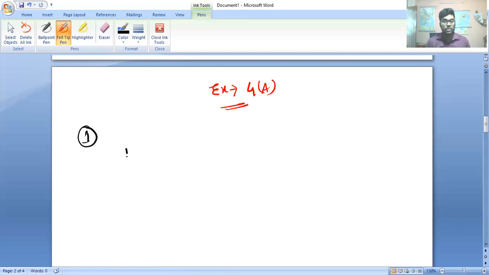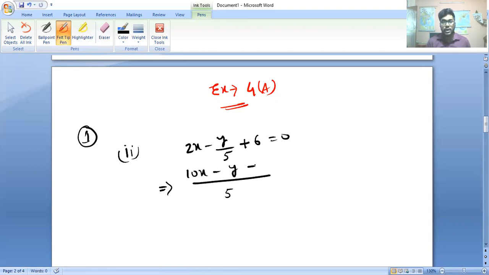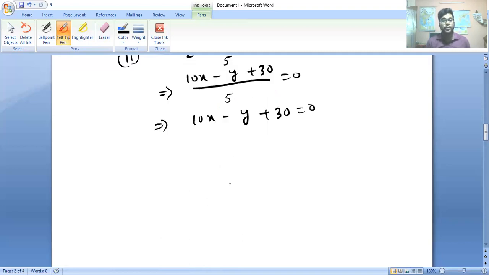Suppose we are doing question number 2, 1 cut 2. It is given 2x minus y by 5 plus 6 equals 0. As you can see, at first we will take the LCM. So 5, this becomes 10x, this becomes y, this becomes 30, equals 0. Therefore, we have 10x minus y plus 30 equals 0. Clear?